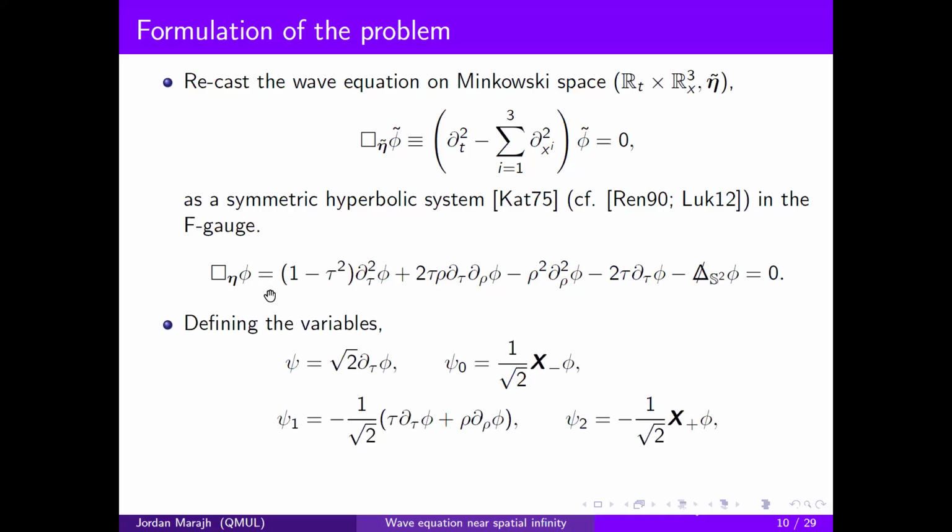Okay, so how can I do this rewriting of the wave equation as a symmetric hyperbolic system? You can define new variables. So this psi, and then psi 0, psi 1, and psi 2 in this way as a combination of derivatives of your original field. So, casting our minds back to the standard PDE class, defining one variable to be the time derivative of your initial one seems very natural, but then where do the others come from?